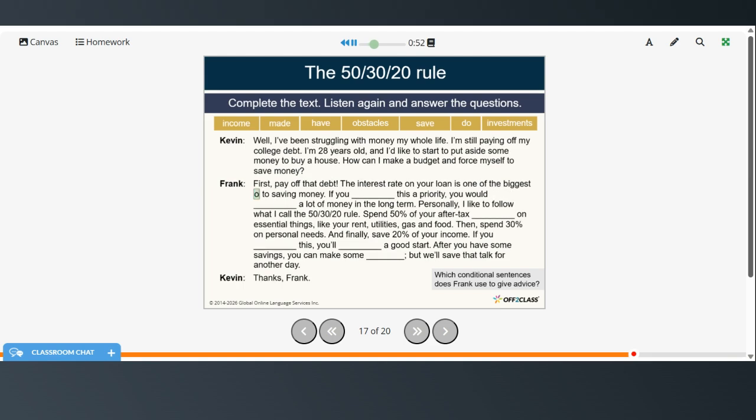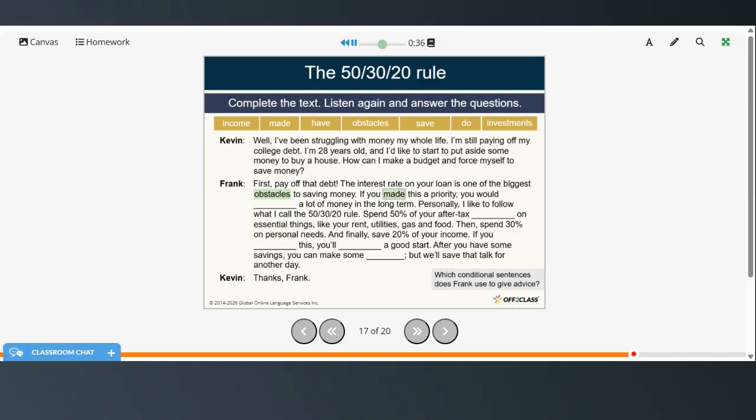Well, I've been struggling with money my whole life. I'm still paying off my college debt. I'm 28 years old, and I'd like to start to put aside some money to buy a house. How can I make a budget and force myself to save money?